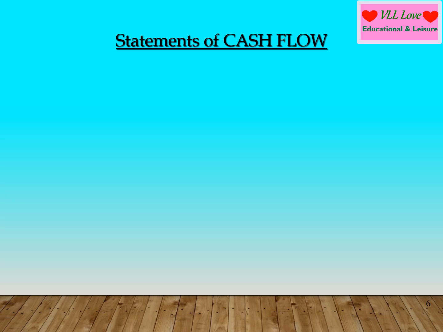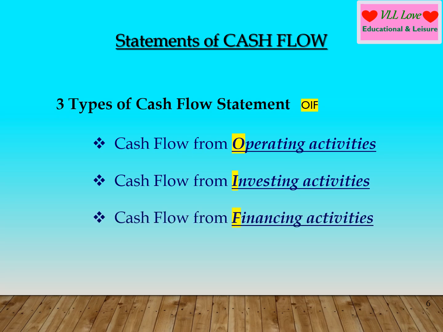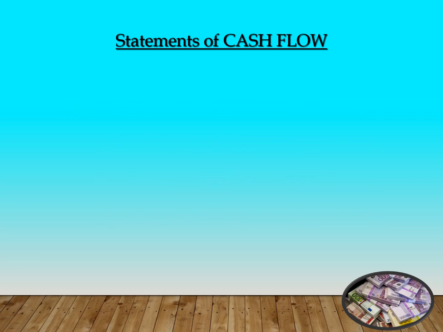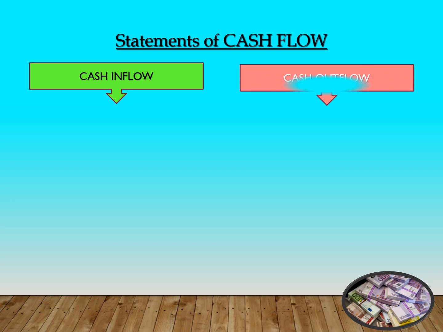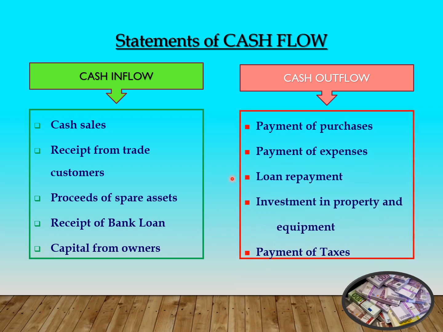Basically, we have 3 types of cash flow statements. To remember it easily, you can use the acronym OIF, and these are cash flow from operating activities, cash flow from investing activities, and cash flow from financing activities. Showing you 2 kinds of cash, the cash inflow and the cash outflow. On cash inflow, we have cash sales, receipt from trade customers, proceeds of spare assets, receipt of bank loan, and capital from owners. While in cash outflow, we have payment of purchases, payment of expenses, loan repayment, investment in property and equipment, and payment of taxes.